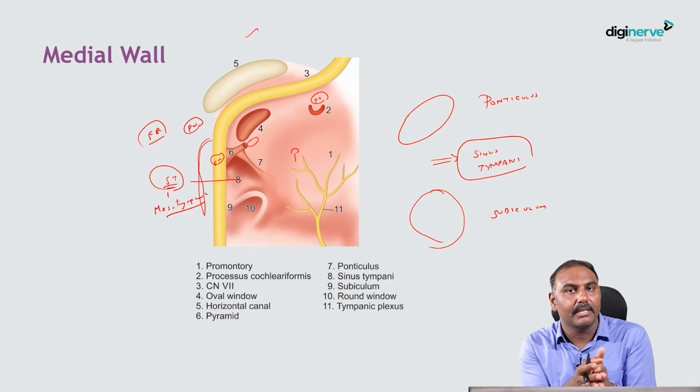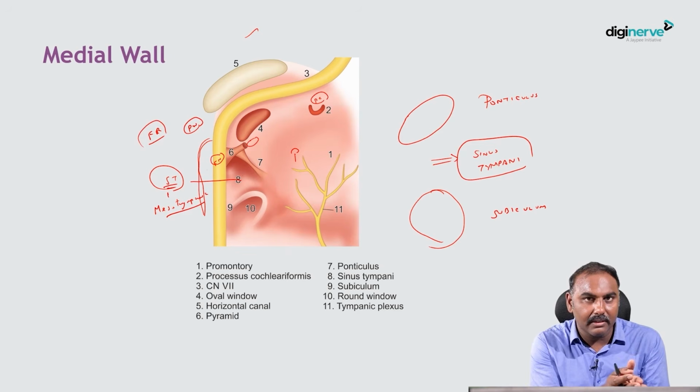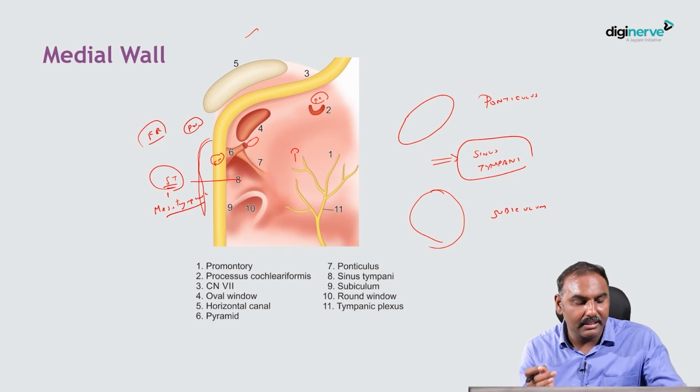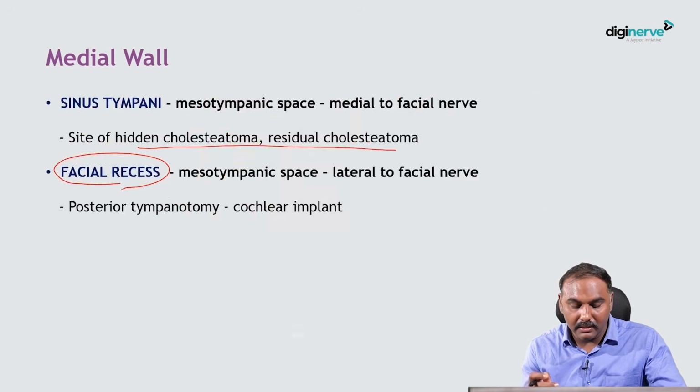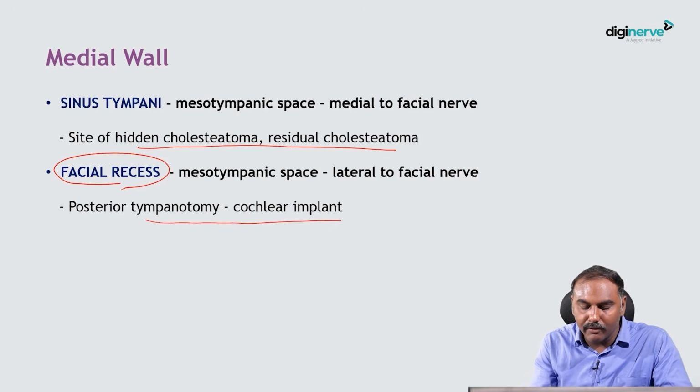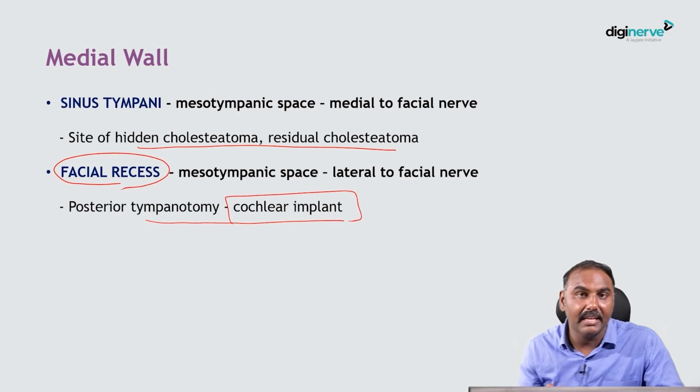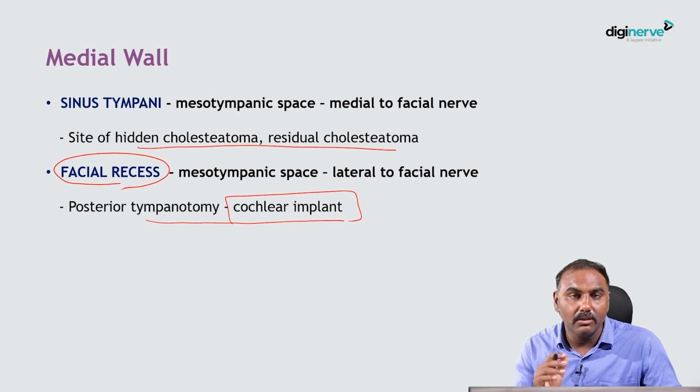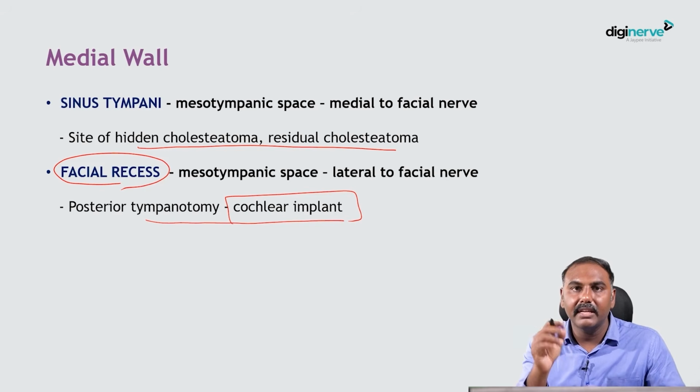This is seen in the mesotympanum. It lies lateral to the facial nerve. The importance of the facial recess, as I have put in the picture, is very important. It is a site of surgery for cochlear implant. They will ask you, cochlear implant is done through which approach? It is a facial recess approach.